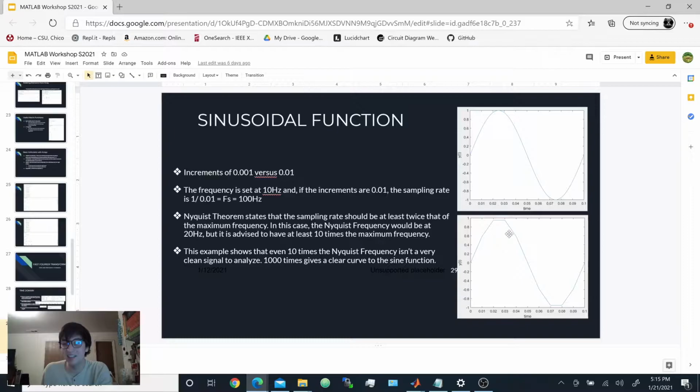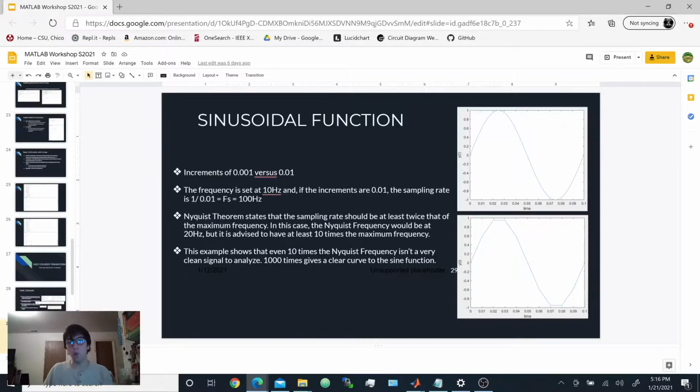Another big thing about this is that we're doing this theoretically just in MATLAB, but if we were to take in a signal from a microcontroller or something, this would be okay. The reason I'm bringing this up is to relate it to the Nyquist theorem. The Nyquist theorem says that if we have a frequency of 10 hertz for our signal, then we want our Nyquist rate, our sampling rate, to be at least double that. So we want at least 20 hertz for our sampling rate.